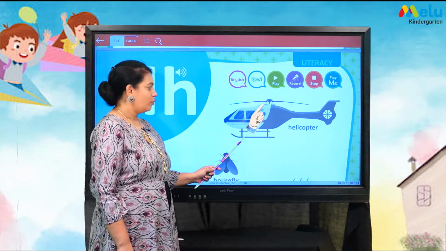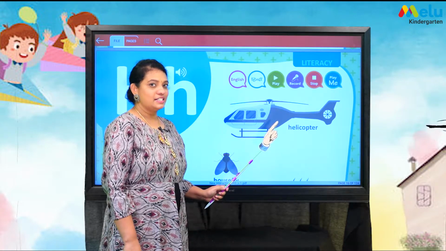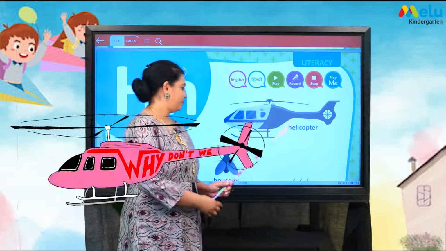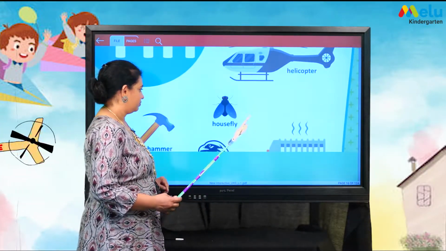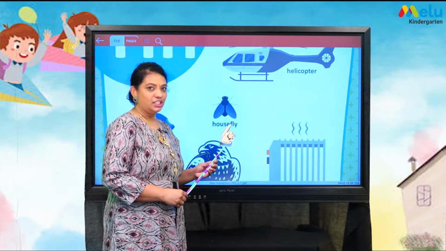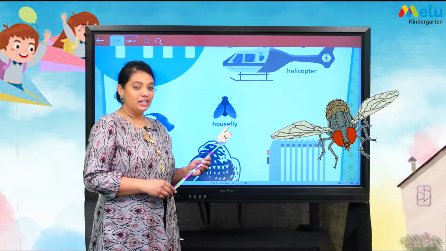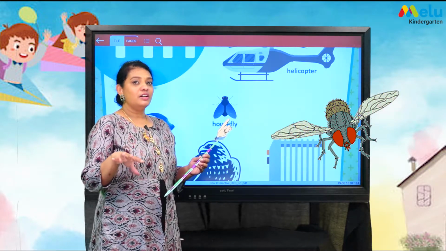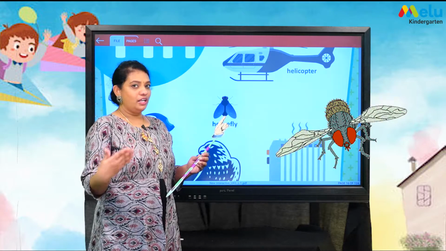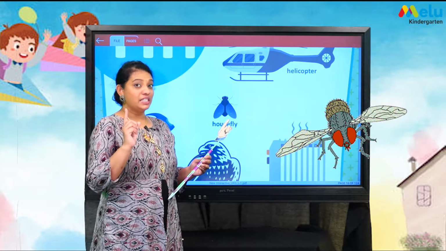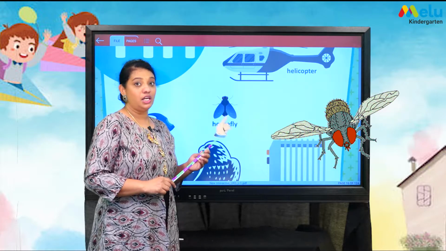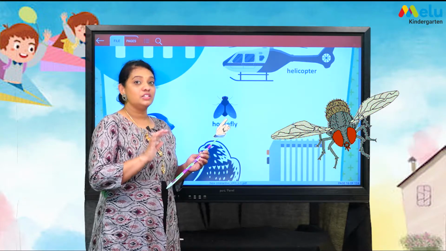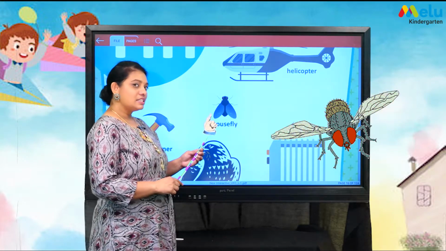See here. What is this? Yes, it is helicopter. Helicopter. See this insect you see around your house, right? If there is water on the floor or anywhere stagnant, you can see this insect. Very dangerous children. So you have to keep your surroundings always dry. Okay? So what is this insect?